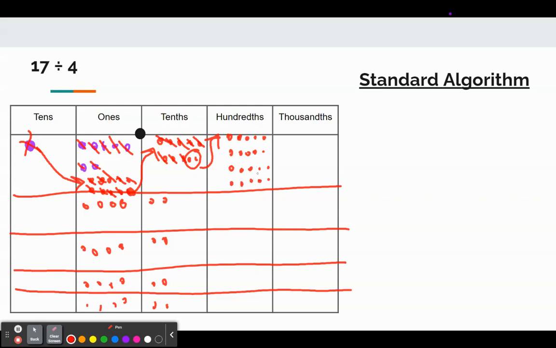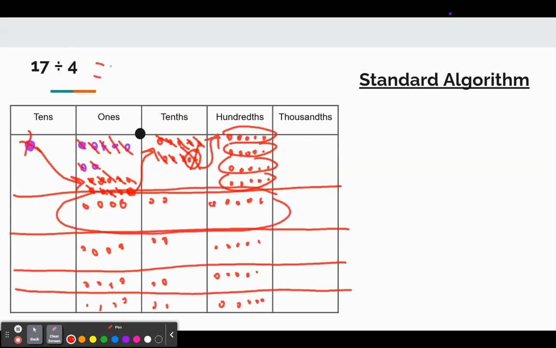Now we've got to divide those into the 4 groups. I can see I have 4 groups of 5, so each one of these is going to have 5. 1, 2, 3, 4, 5. So in one group, I have 4 ones, a decimal point there, 2 tenths, and 5 hundredths.